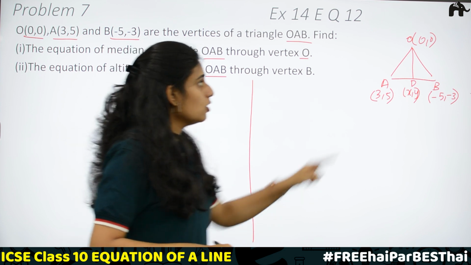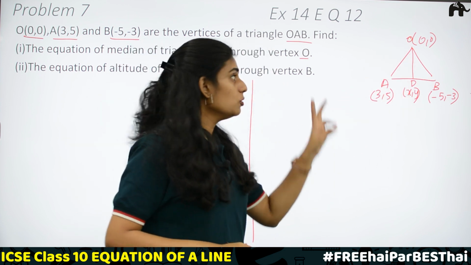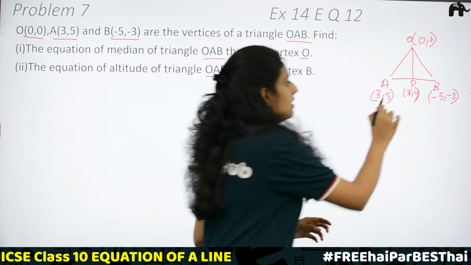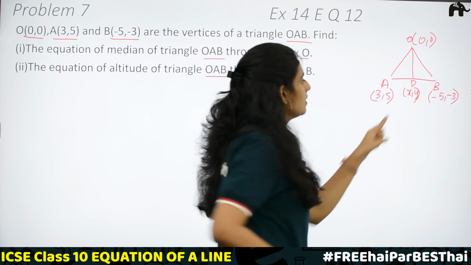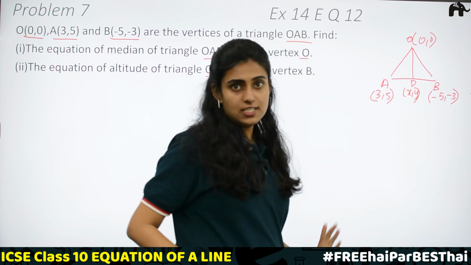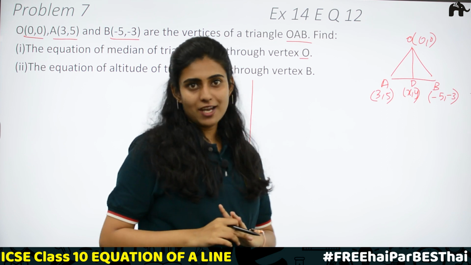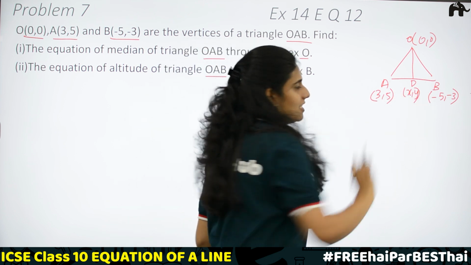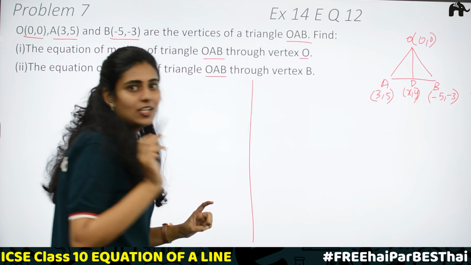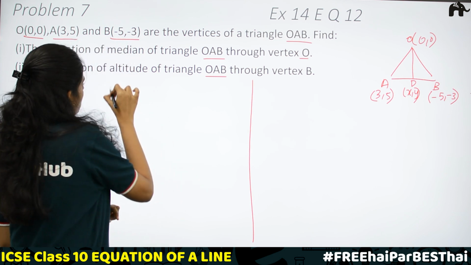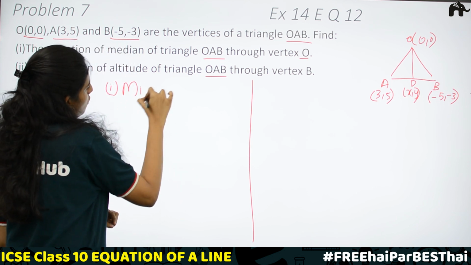To calculate the slope, we need the coordinates of 2 points. Yes. Here, first let us find the coordinates of the point D. That can easily be determined, right? Here we have A and B. How to find D then? Using the midpoint formula. So, first part, midpoint formula.